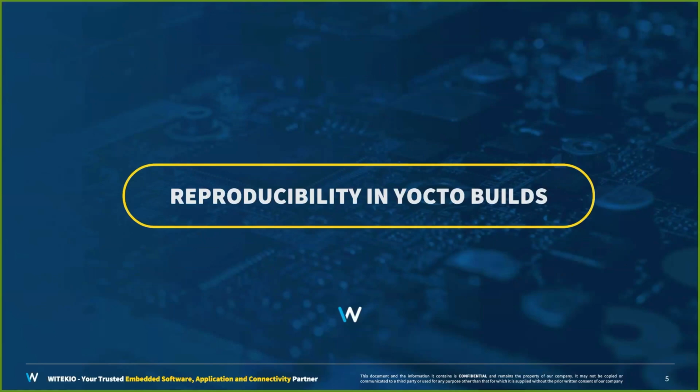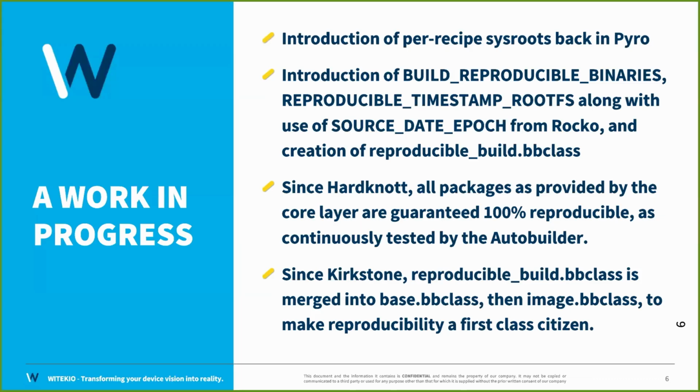For now, let's talk about reproducibility in Yocto builds, the state of the art and the history of that. One huge important step for reproducibility happened back in Pyro when per-recipe sysroots were introduced. It is a given now, but back then, when you had the global, shared sysroot, depending on the order in which your packages were built, you could have a build that failed or not. So this was a major non-reproducibility.